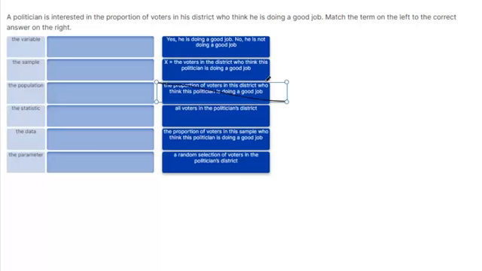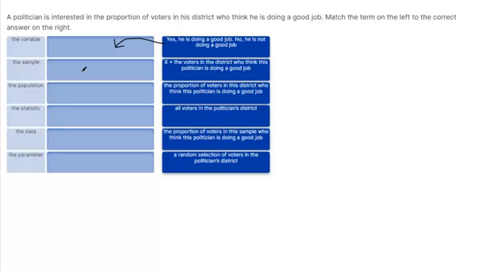Same thing here. This is talking about the proportion of voters, all voters in the politician's district. I think it's this one up here. I'm just making sure. This would be the population. Yeah, this is the variable. These are really the two outcomes of the variable. That's why I hesitated to choose it. But the variable is the yes or no answer.